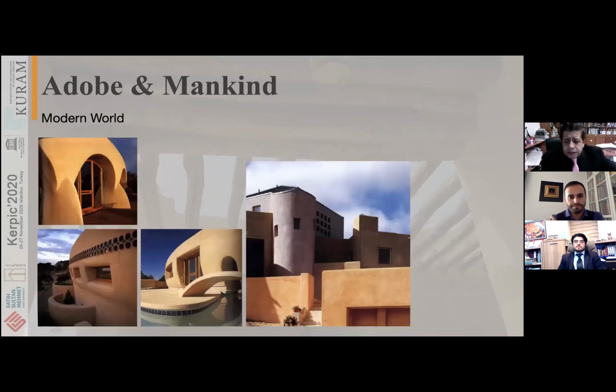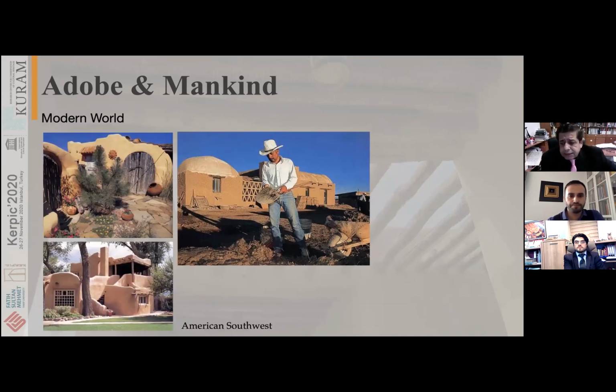And in modern history, famous architects such as Frank Lloyd Wright and Philip Johnson have also used Adobe in many of their masterpieces of architecture. In the American Southwest, in states like Arizona, Nevada, or Texas, local governments highly encourage the use of Adobe in the construction of dwellings. In fact, in Tucson, Arizona, if you build your house from Adobe, you get like a 50% discount on your electricity bill.